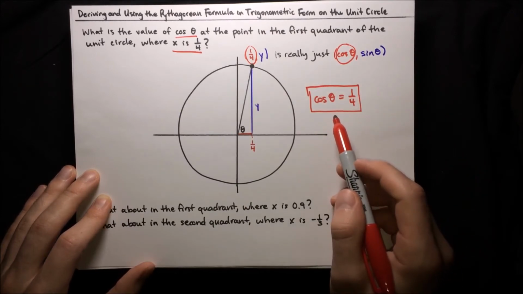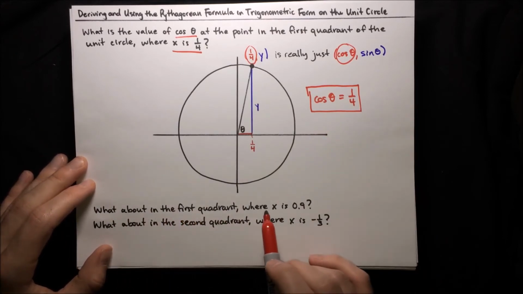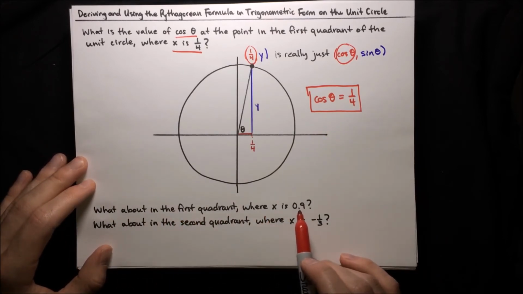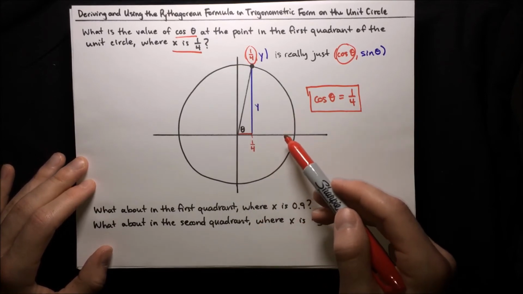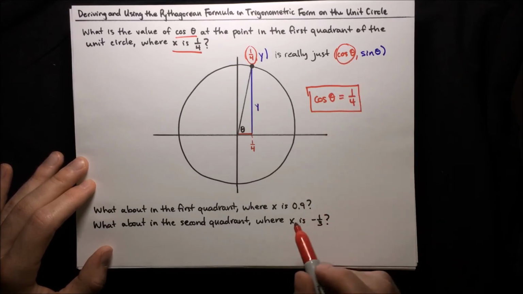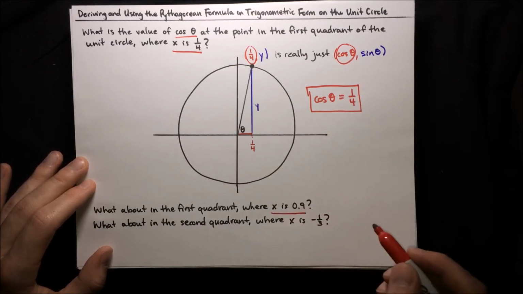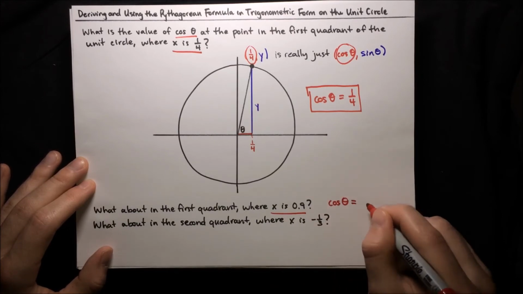Pretty straightforward. And now, what about in the first quadrant where x is 0.9? So we could go ahead and draw this diagram again, but we're just going to come to the same conclusion. Cos theta is just the x value. So if x is 0.9, then cos theta is just the same, 0.9.